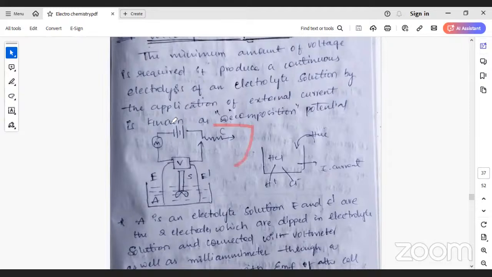That can be explained with the help of this simple diagram of decomposition potential. Here A is the electrolyte solution. E and E dash are the electrodes. S is the stirrer, V is the voltmeter, M is the milliammeter. This is the battery, then this is the variable resistor. See how many parameters there are.